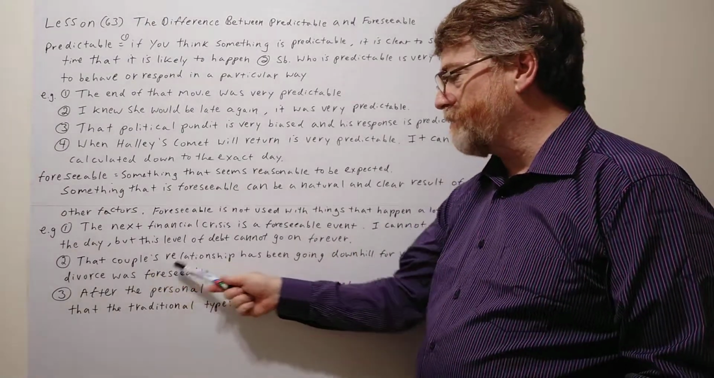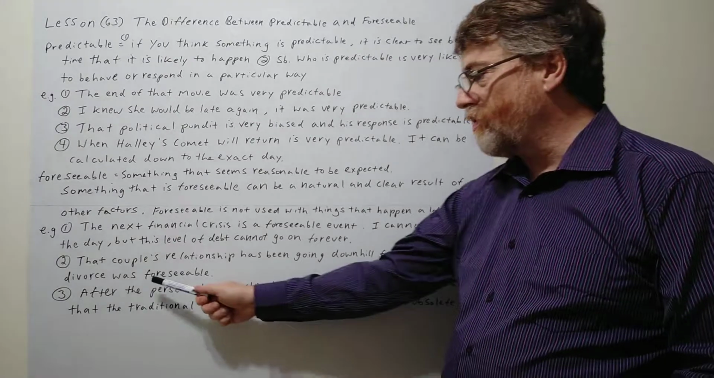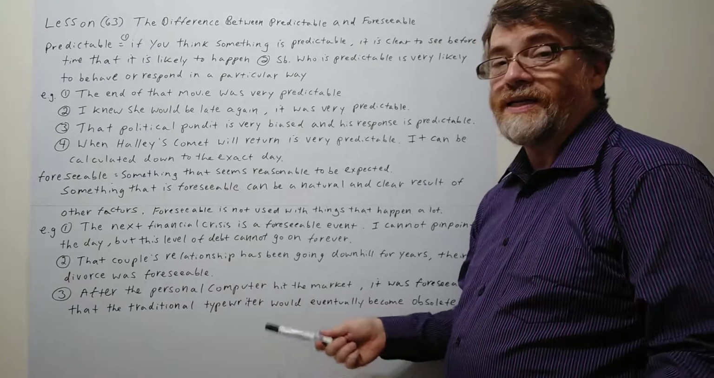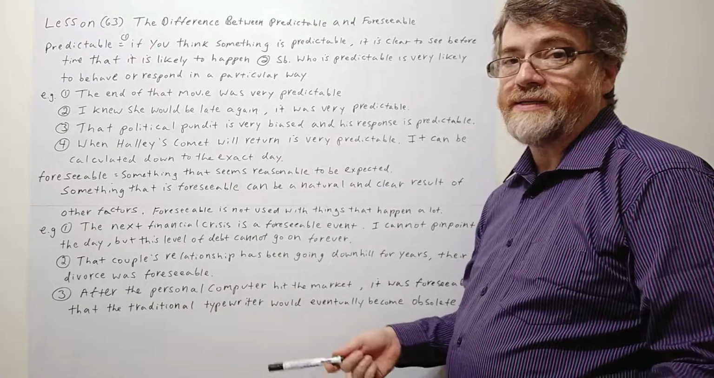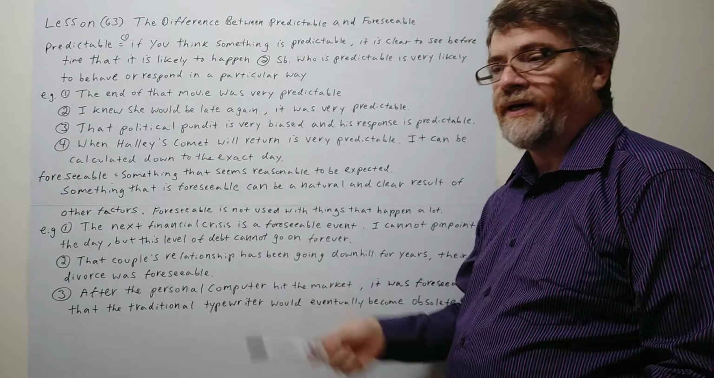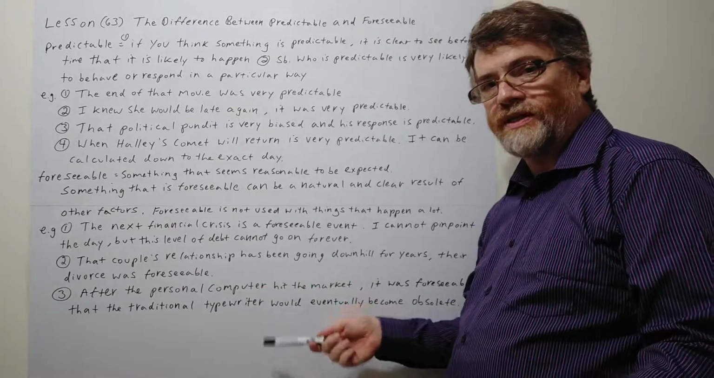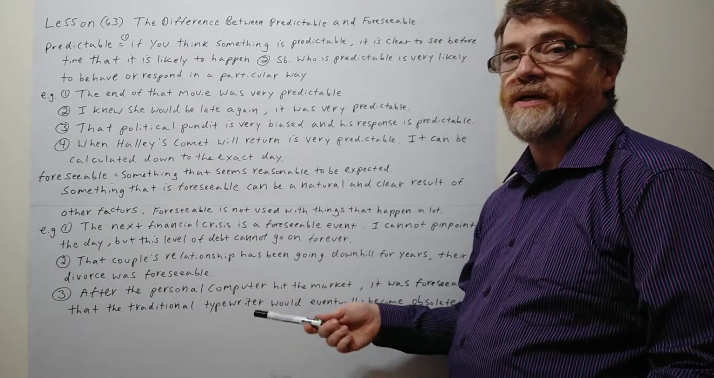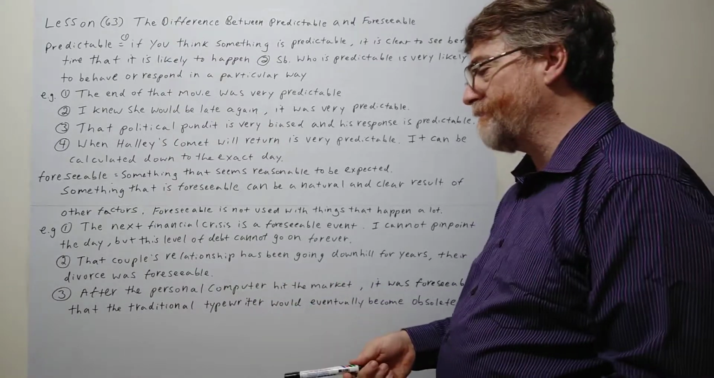Number 2, that couple's relationship has been going downhill for years. Their divorce was foreseeable. Well, you can see it coming. Maybe you hoped it didn't come. Not in 100% of the cases it will happen, but you could see that it was very likely to happen. You could see it was probably coming. Maybe their relationship was getting worse and worse as time went by, and by the time it did happen, it probably wasn't a surprise to you. So it was foreseeable. That's what we mean.